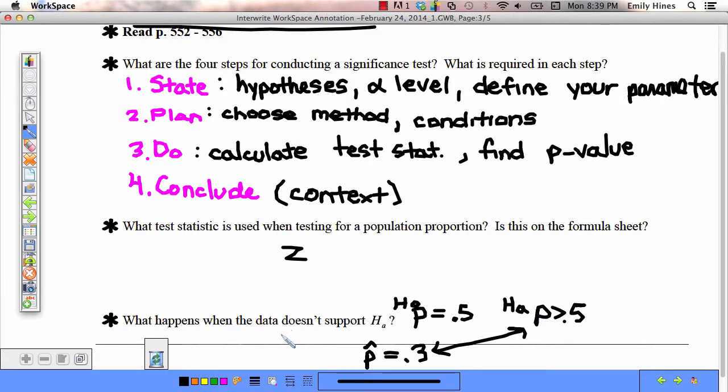And so when your data doesn't support the alternative, you might as well just stop there because you are going to fail to reject. If it doesn't support the alternative, you're definitely going to fail to reject the null. So you might as well just stop and explain, oh, my data does not support my alternative, so I know that I'm going to fail to reject.